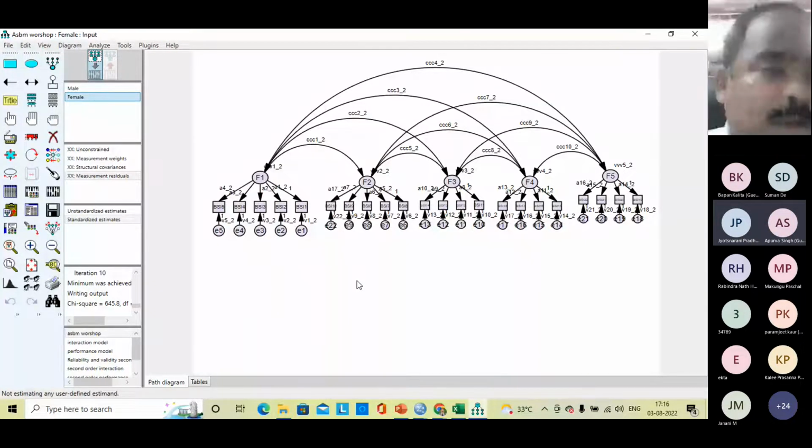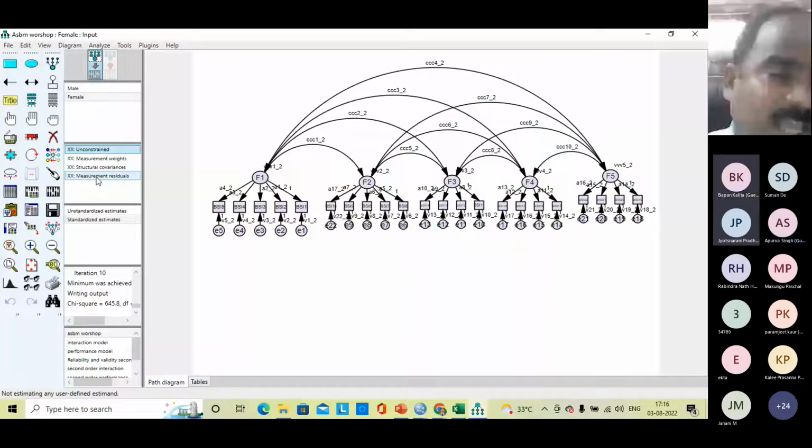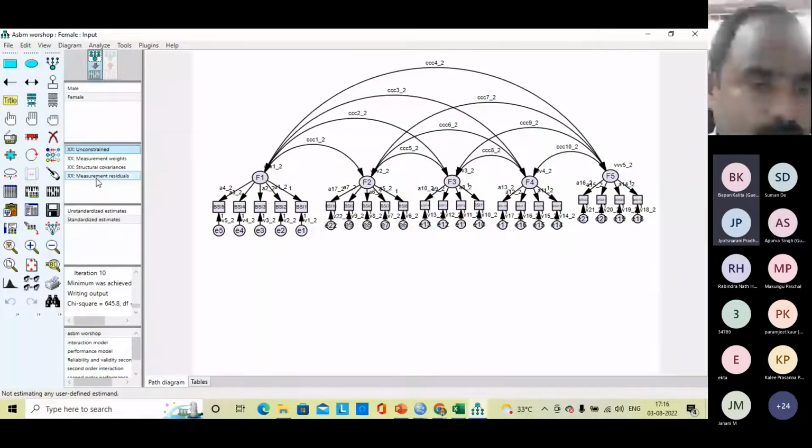Look at the left hand side box. I am moving my cursor. There is something written unconstrained, and there are measurement weights, structural covariance, measurement residual, likewise. All of you are clear till now?